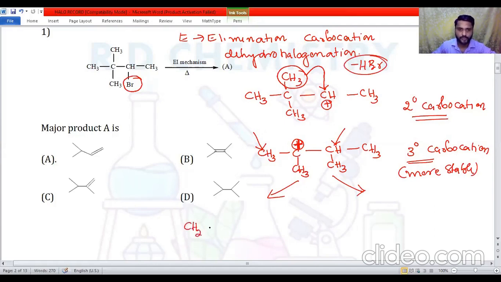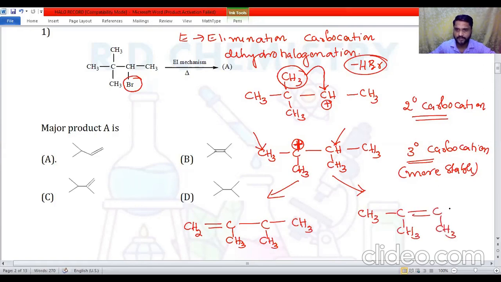So it becomes CH2, then CH3, then CH3 attached to one more CH3. We'll get alkene, correct? One more alkene is also possible. CH3, CH3, double bond, remove hydrogen from here. So CH3 and CH3. The valence of carbon is 4, satisfied. Now we have got two products, A and B.